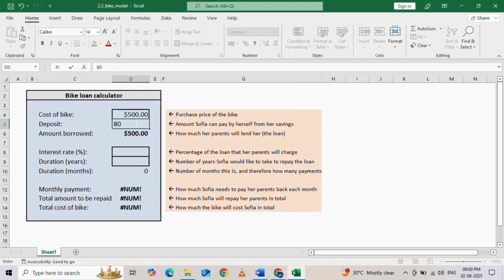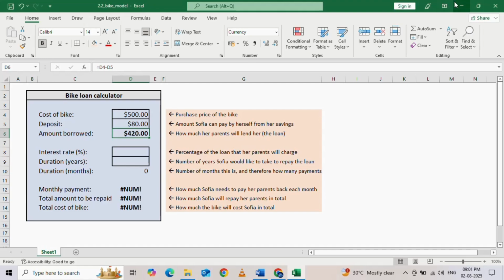Now you can see that the amount borrowed is automatically getting updated based on these two cells, D4 and D5, because it is given with a formula. The model itself is provided with the formula, that's why it is automatically calculating the amount that she needs to borrow from her parents. Here you can see the formula, D4 minus D5. That is the amount she needs to borrow from her parents.